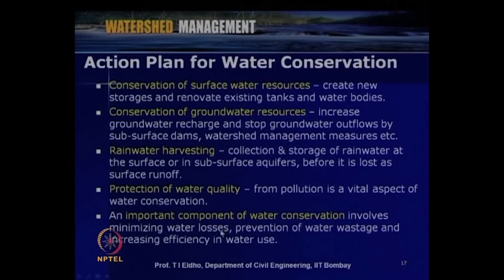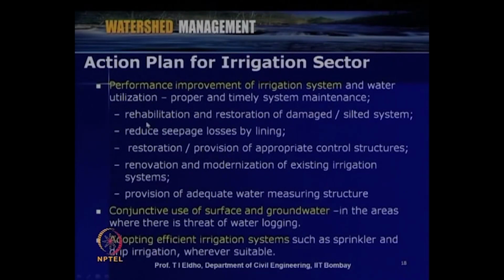of water conservation involves minimizing water losses. So, like evaporation losses or any kind of losses. Then prevention of water wastage and increasing efficiency in water use. So, the most important aspect is efficiency in water use. So, reduce the wastage and increase the efficiency. Now let us look at the various action plans for various sectors.